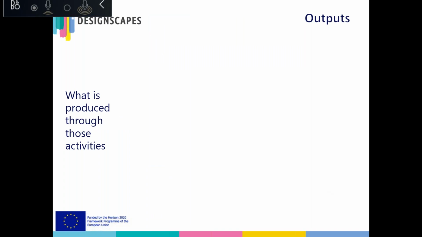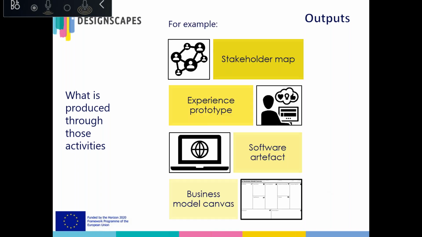Outputs relate to what is produced through these activities, and normally this is quantifiable information. So the question here is, what will directly result from what we do that is important for change to happen? Here are some examples. If we think about the activities outlined earlier, for example, stakeholder activities, business planning activities, software development activities, outputs might be that you come out at the end of the activities with a stakeholder map or an experience prototype or any software artifact, for example, an app or a business model canvas.